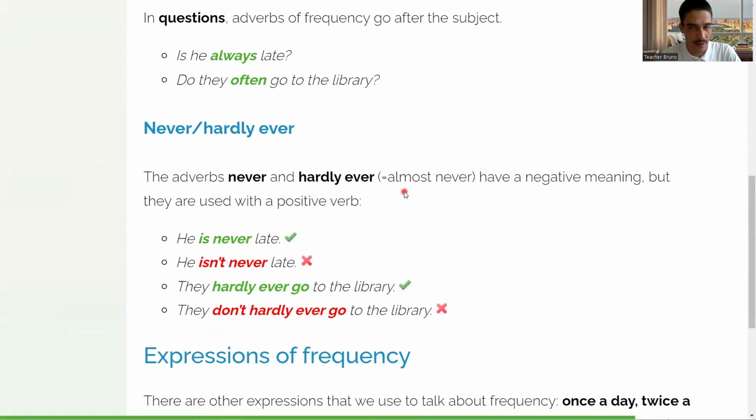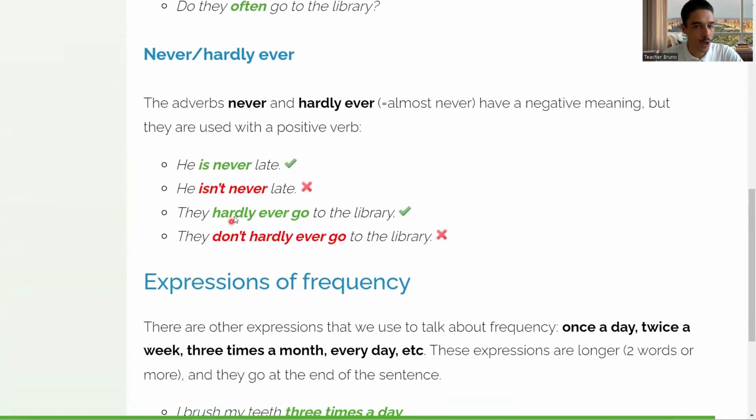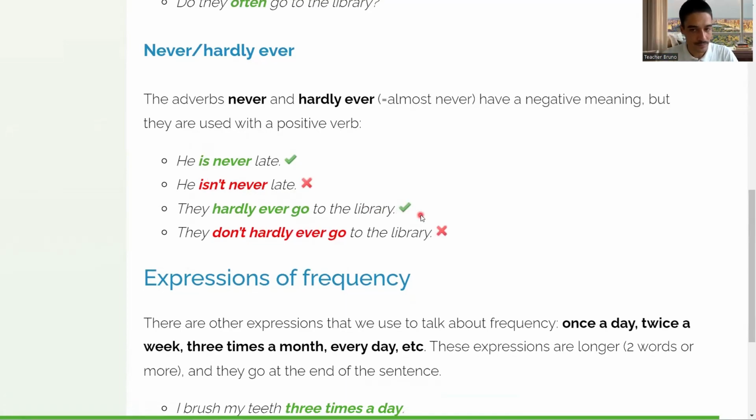Never and hardly ever, they have negative meaning, but they are used with positive verbs. He is never late. They hardly ever go to the library. Affirmative sentences, but with a negative meaning.